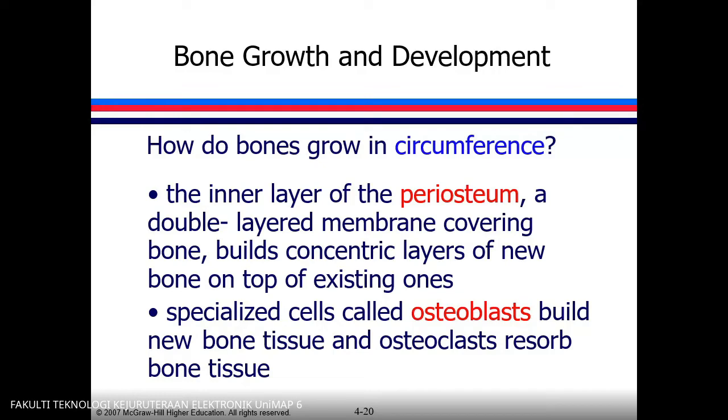So how does bone grow in circumference? It is related to osteoblast and also osteoclast. Osteoblast builds new bone tissue. Okay, it builds new tissue. Osteoclast resorbs bone tissue. It removes the old tissue, then osteoblast will take over. It will make new bone tissue. Okay, let's see what it means.